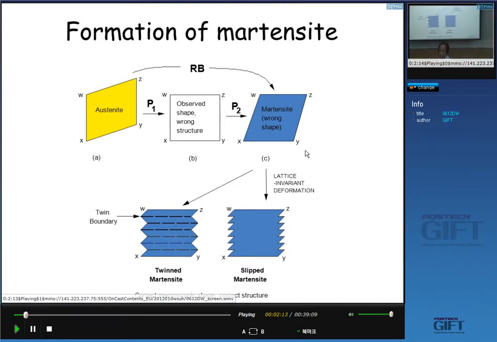we have to introduce a secondary lattice invariant strain to reconcile what you observe in the experiment and what theory tells you. So here is our initial austenite, and by applying the bain deformation and rigid body rotation, you can convert the lattice structure of the FCC into BCC. But the shape of the body-centered cubic is not what you observe during the experiment. What you observe during experiment is here, just deformed by invariant plane strain.